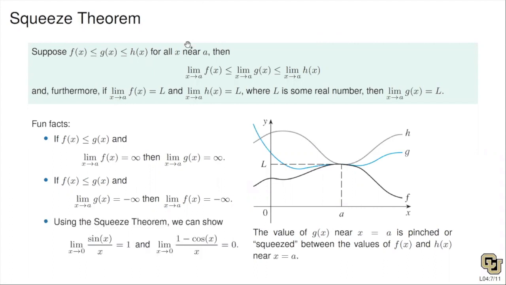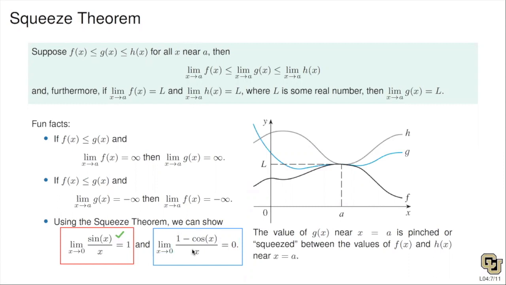Finally, using the squeeze theorem, there's a very important limit. There are two important limits, but this one is the more important one. The limit of sine of x over x as x goes to 0 equals 1. That's an important limit. A second important limit, but not as important, is the limit of 1 minus cosine x over x as x goes to 0, which is equal to 0. This limit right here, I'm going to ask you to memorize. The cosine one, you don't need to memorize.